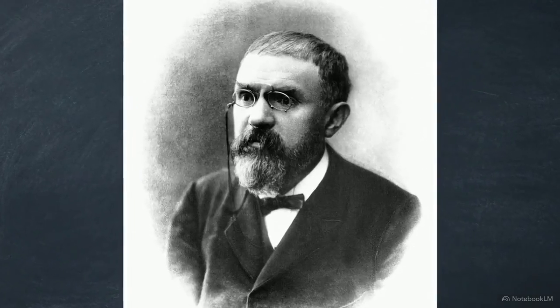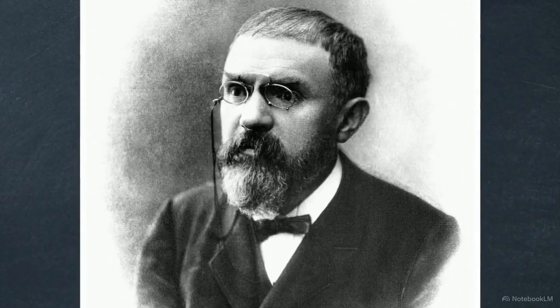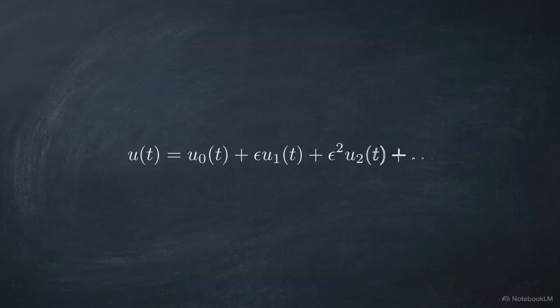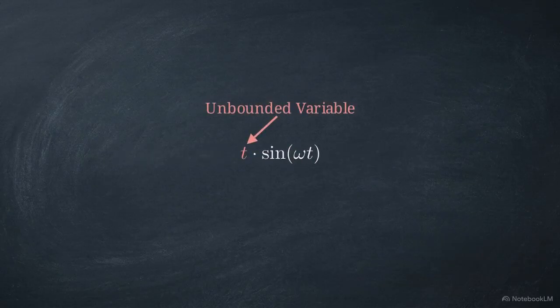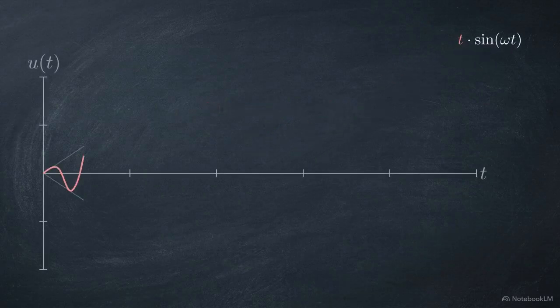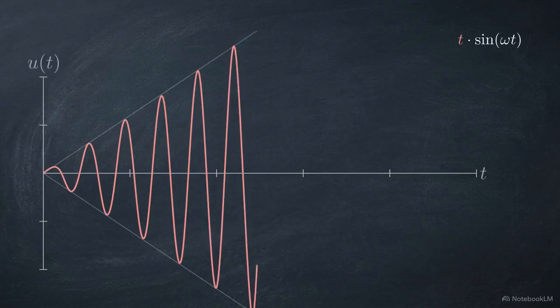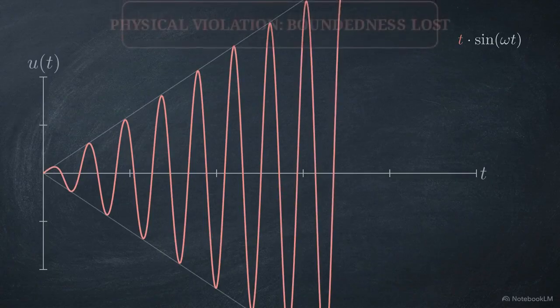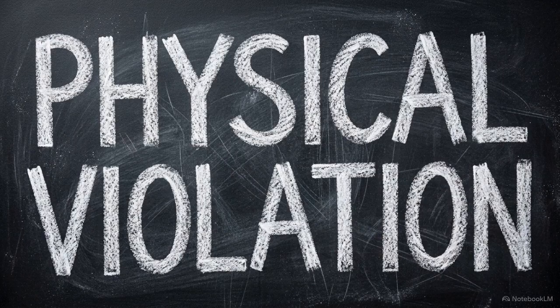Henri Poincaré laid the historical foundation for analyzing these nonlinear perturbations. Standard perturbation methods attempt to build solutions using power series of a small parameter. But for oscillators, this creates a mathematical error known as a secular term. Secular terms ruin the mathematics because they force the theoretical amplitude to grow linearly over time. This physically violates the bounded nature of steady-state oscillation. You cannot have a steady limit cycle that expands infinitely.